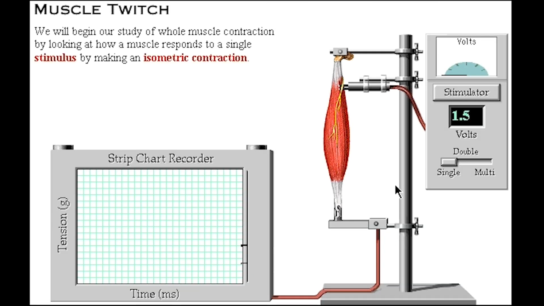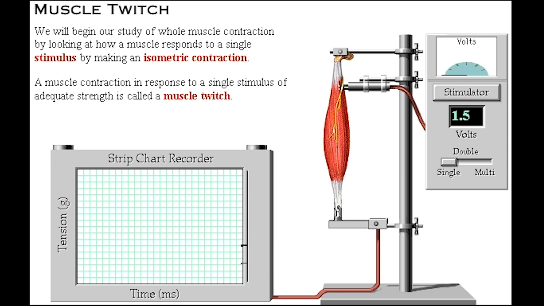We will begin our study of whole muscle contraction by looking at how a muscle responds to a single stimulus by making an isometric contraction. A muscle contraction in response to a single stimulus of adequate strength is called a muscle twitch. Click the stimulator button to elicit a muscle twitch.